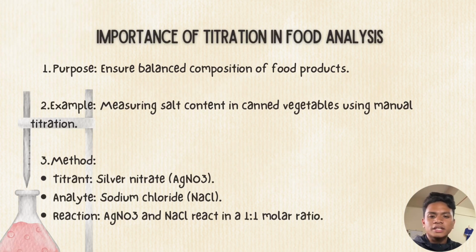Importance of titration in food analysis. The purpose of titration in food is to ensure balanced composition of food products. For example, measuring salt content in canned vegetables using manual titration. The method used for titration is, for the titrant, we use silver nitrate, AgNO3, and for the analyte, we use sodium chloride, NaCl. The silver nitrate and sodium chloride will react in a 1:1 molar ratio.